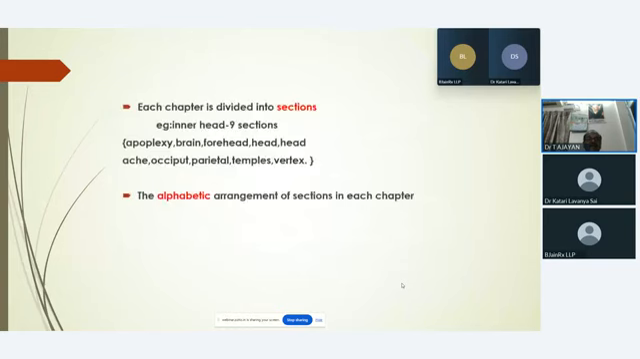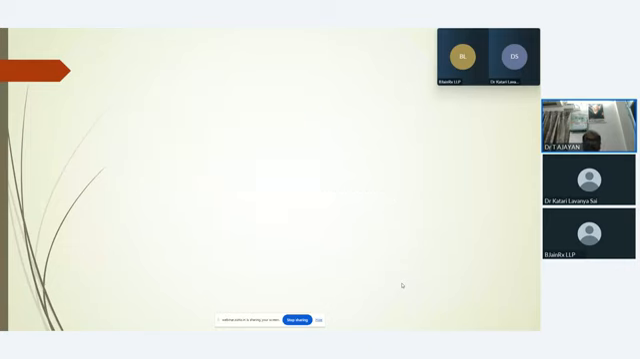Then each chapter is divided into sections. There are, in the head chapter, sections like apoplexy, brain; all are in alphabetical order. Therefore, it is easy to work out the region-wise sections: brain, forehead, head, headache, occiput, parietal, temple, vertex, like this. They are maintained in alphabetical order. The alphabetic arrangement of the sections of each chapter makes it easy to work out the anatomical area. It's another advantage.